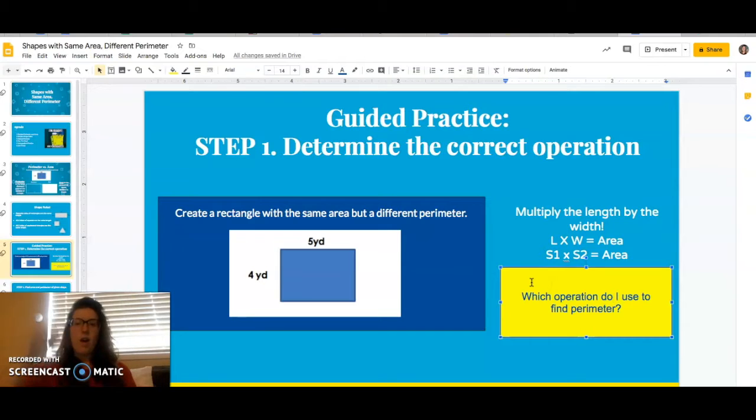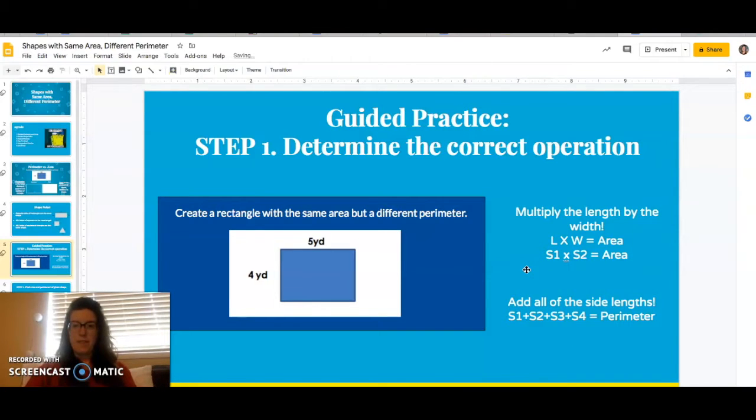Now think again. What operation do I use to find perimeter? Turn and tell a stuffed animal, tell your dog, tell your mom, dad, grandpa. If you told them you add all of the side lengths, use addition, you're right. You have to add side 1 plus side 2 plus side 3 plus side 4. And we know that it doesn't really matter what order we add them in. It helps so that we don't accidentally add one twice, but you can add these in any order and you'll still get the same perimeter.